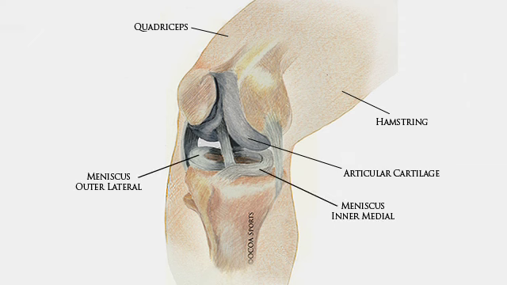There are also the cushions in between the bones, the meniscus, inner medial and outer lateral. Then there is the joint lining or balloon that covers the joint, the synovium. This helps lubricate and nourish the joint.